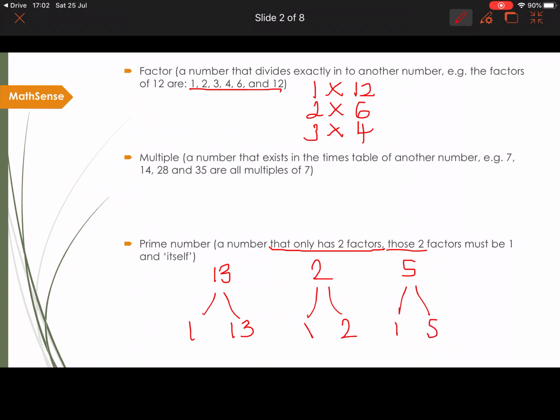Notice how those 2 factors must be 1 and itself. So 13 is a factor of 13, so is 1, and no other number is a factor. This is what makes those numbers prime. Now be careful, sometimes exams like to trick you by asking if the number 1 is a prime number. Now the only number that goes into 1 is 1. That's why I said this is so important. For it to be a prime number, it has to have 2 factors, and the number 1 only has 1 factor. Therefore, it is not prime.